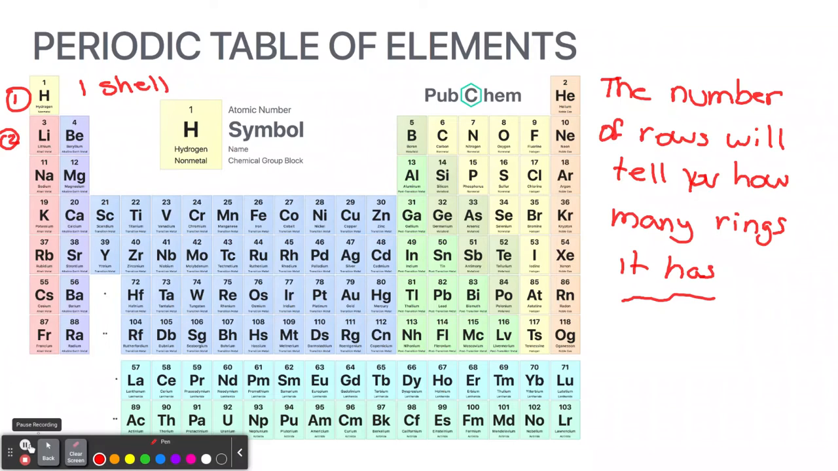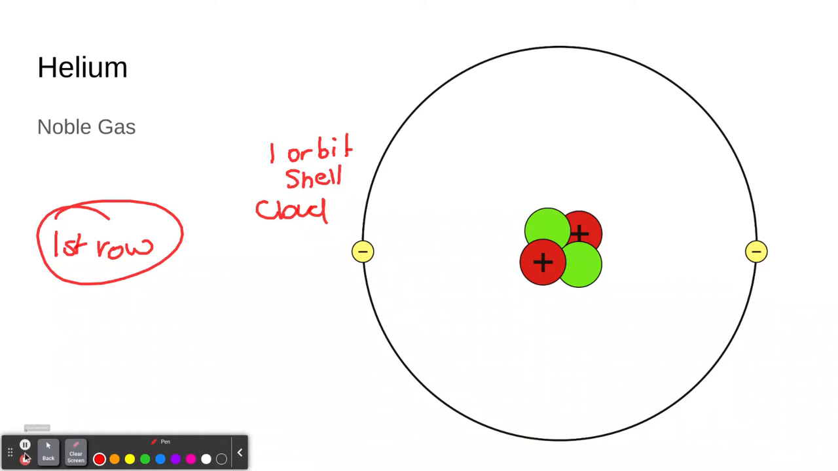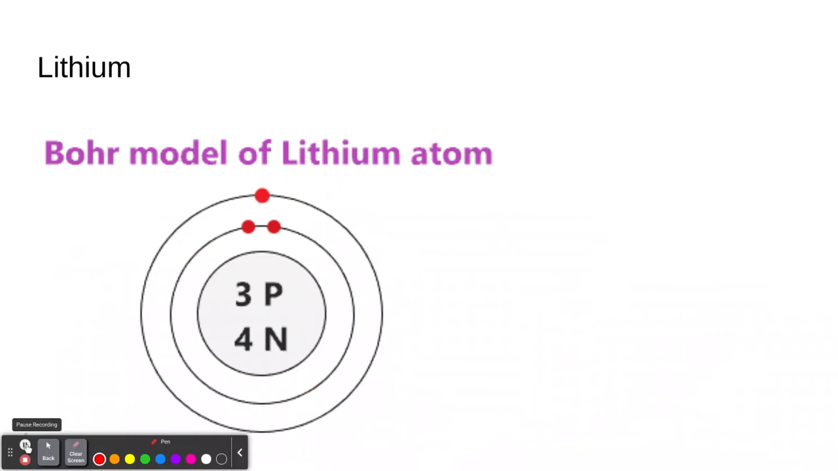Let's look at a picture. All right, here's helium, which is a noble gas, and it has one orbit. It has one shell, whatever you want to call these. It has one cloud. That's it. So it's in the first row, right?